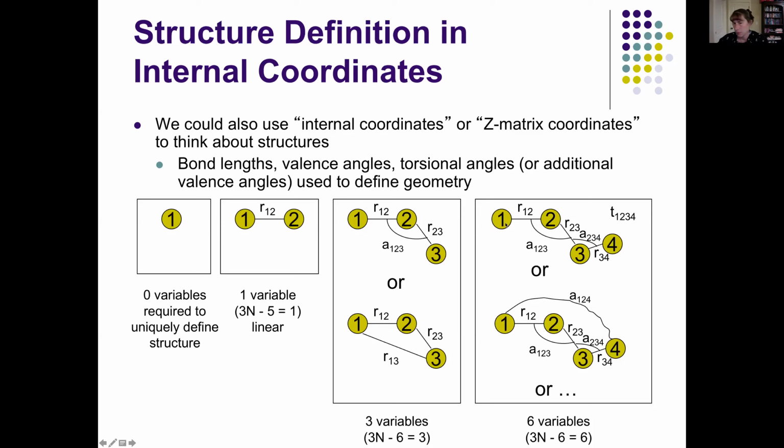Now, you wouldn't have to use those particular variables. You could use a different angle, for example, the 1, 2, 4 angle will also give you another angle. So there could be several things you could use, but regardless of how you do this, you're going to end up needing 6 variables, which works out to be 3n minus 6. So 6 variables to define your geometry.